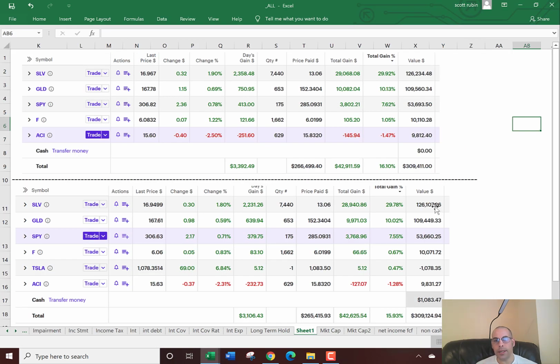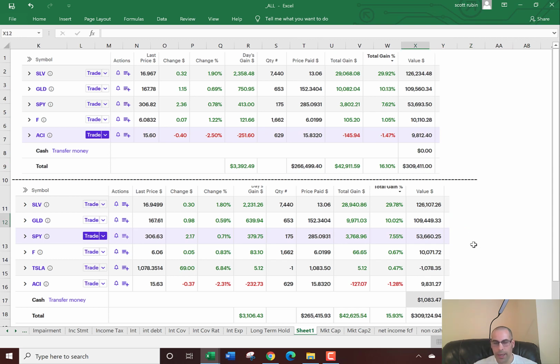So some of my stocks did change in value before and after. Silver was 126,230, and now it's 126,107. So you can't just look at Tesla and expect that to be the only difference. But you can see I have no cash before the Tesla trade. Now I have $1,000 in cash, and they added the one Tesla trade to my account.